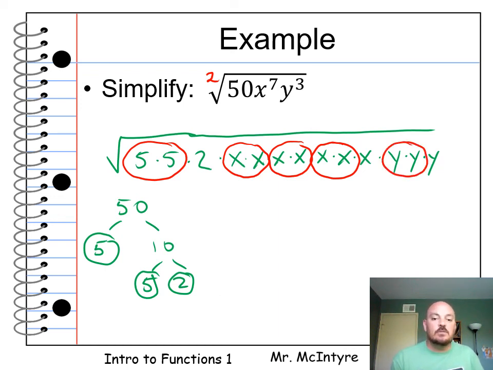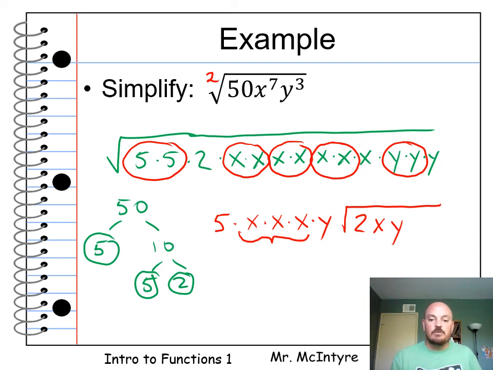So if I take out 1 5, 1 x, another x, another x, and a y, what's left over is the 2, 1 x, and 1 y. Now all I want to do to finish simplifying my answers is let's combine these. So for my final answer to the question, I'm going to say 5 x to the 3rd y times the square root of 2xy.